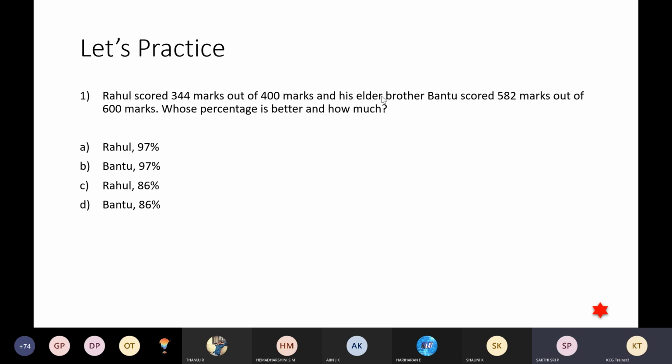Very good, Alamin, Sham, and Harivardhani. Super, guys. Others check your answers. Okay. So, guys, listen here. First of all, there are two people. Who are they? First guy is Rahul. So what happens is Rahul, out of 400 marks, he scores 344 marks. So what's his percentage? We'll have 86 percentage.